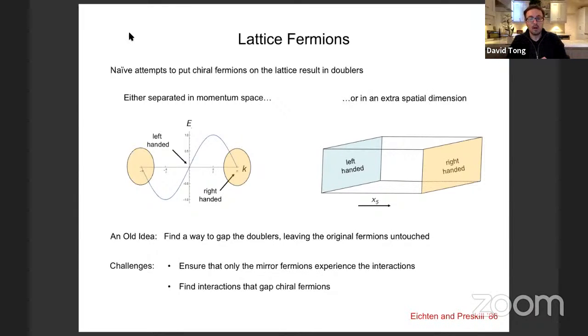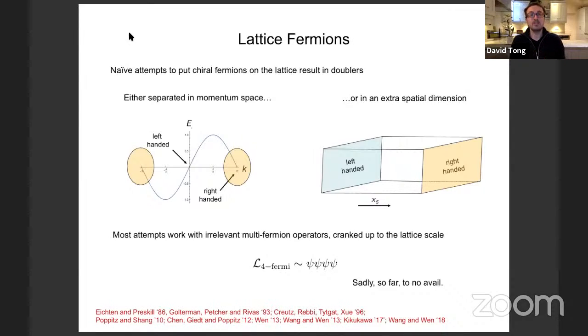So there are some challenges in this approach. There are many, but I'm going to flag up two. One of them is that whatever interactions you introduce to gap the fermions, you've got to make sure that only the mirror fermions experience it. Only the doublers that you don't want feel that interaction. But the original ones, either at the origin of the Brillouin zone or on the left-hand edge in the domain wall, they're immune to the interaction somehow, so they remain massless while the other ones become gapped. Secondly, you better make sure that whatever interactions you introduce do the job that you care about, which is that they gap the mirror fermions without breaking these symmetries. Okay.